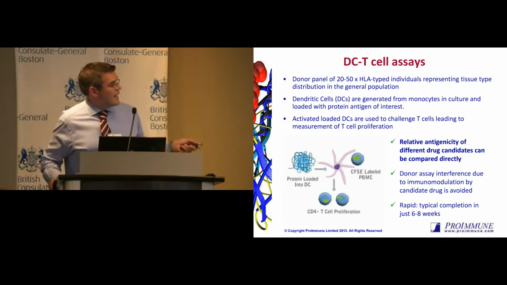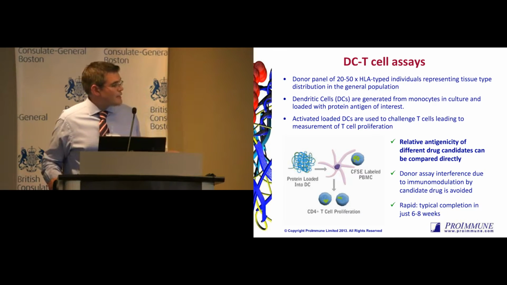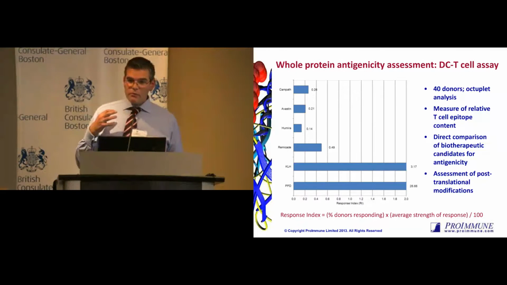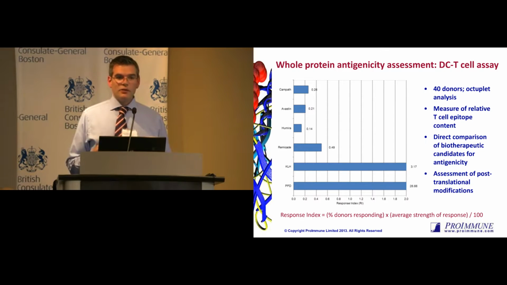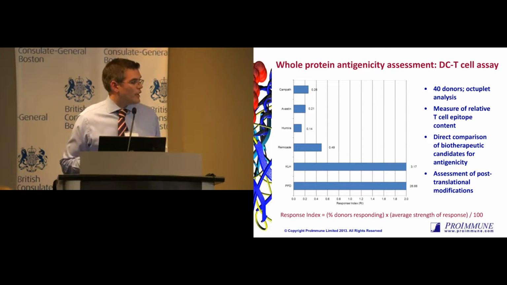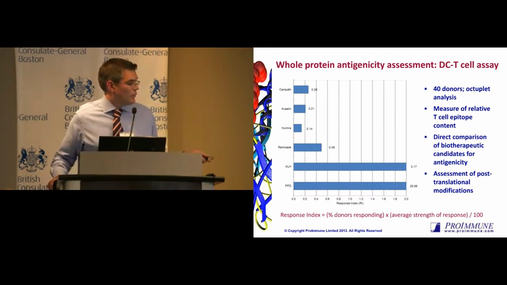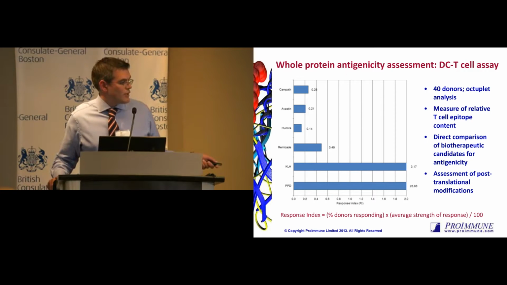So the output of this assay we prefer is a response index, and the response index takes into account the proportion or the percentage of donors that respond significantly to a particular antigen, but also takes into account the strength of the response of the T cells. And that's important because with dendritic cells you've really got the advantage of a potent kick to the T cell response. So not only do we look to see whether a donor responds significantly, but we also see what the strength of that response is as well. So a response index is the percentage of donors responding multiplied by the average strength of response.